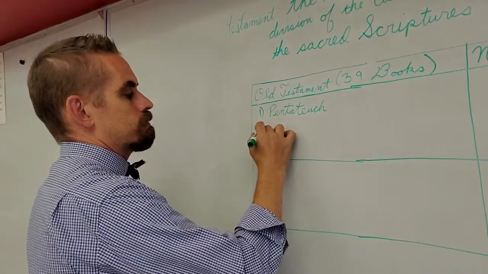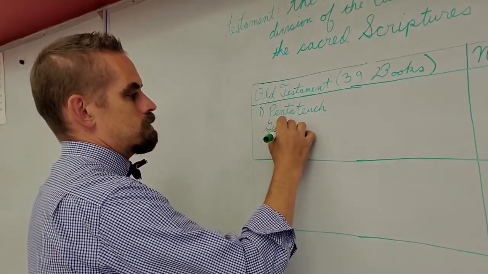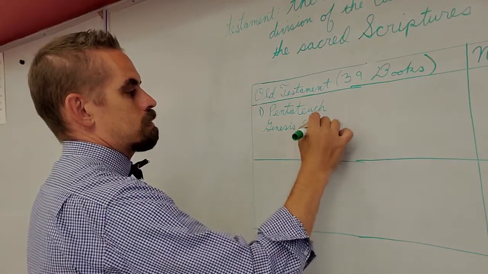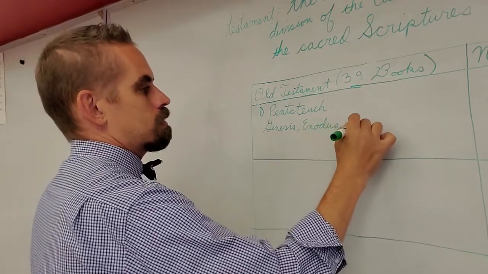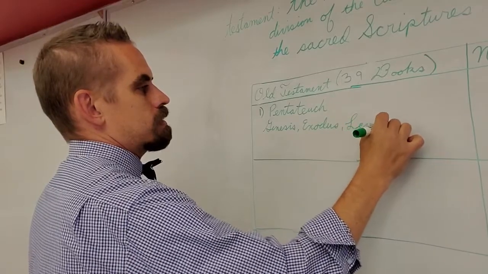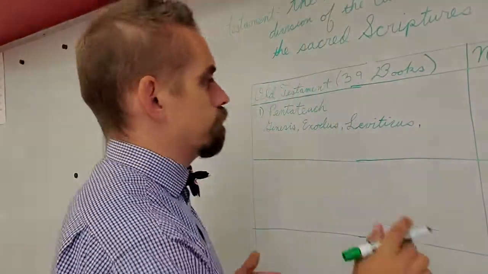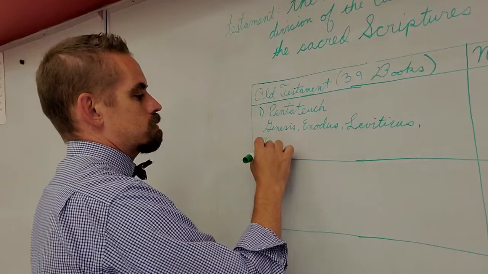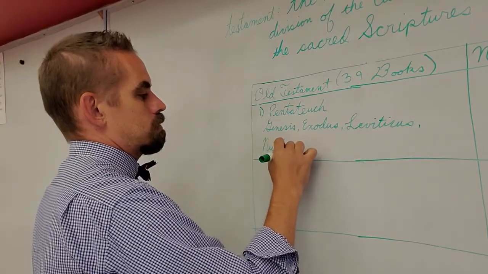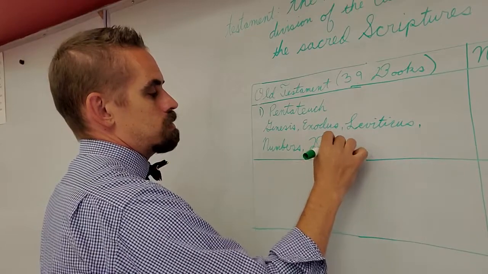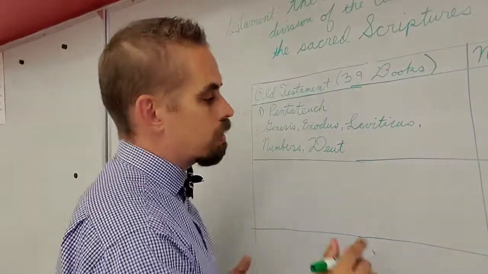So we've got Genesis, Exodus, Leviticus. Now, Deuteronomy. That one always throws me off. Whoop, can't figure out numbers. And Deuteronomy, D-E-U-T-E-R.